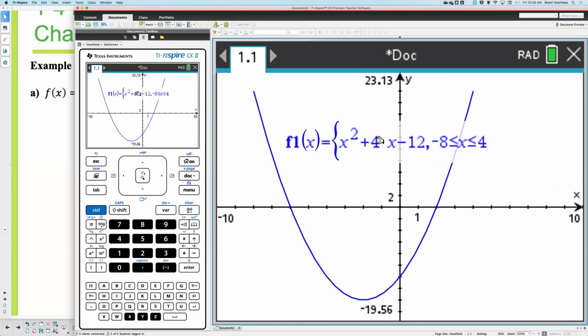Now, let me say this again. If there's not a restriction though, our graphs are going to go on forever and it'll zoom way off. We won't be able to see it because they're going to zoom so far off. So for that reason, we only do zoom fit if it has a restriction.